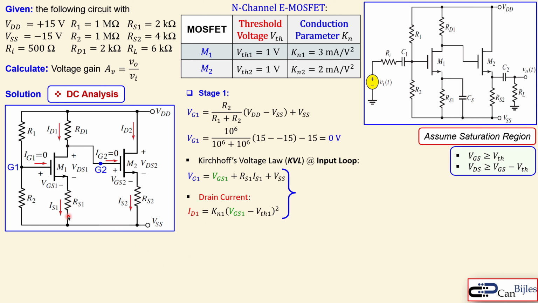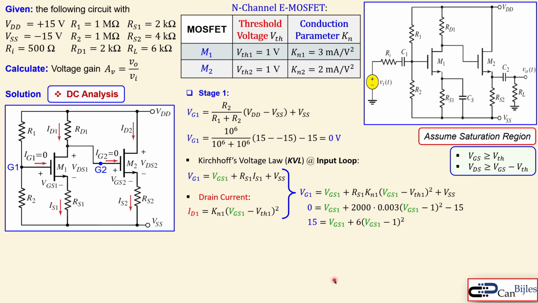We say that IS1 is equal to ID1, which is true because the gate current is 0, so we can substitute this in here for IS1 because they are equal to each other. Then we get the following expression. So VG1 is equal to this. Now you see the following expression appearing because this is 0 and VGS1 is unknown. The resistor, the Kn, the threshold voltage, and the VSS are known, and this equation now has only one unknown, which is the VGS1. If I move this minus 15 to the left side and also make this 6, I get this equation.